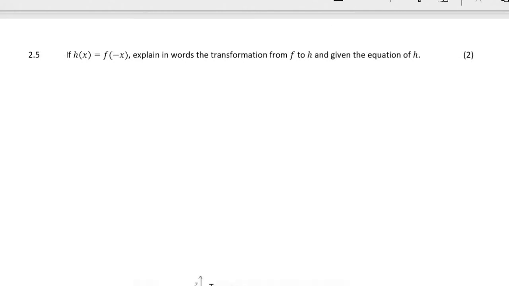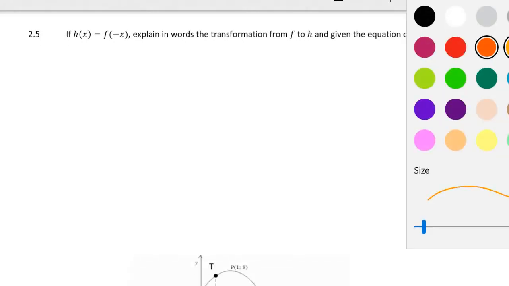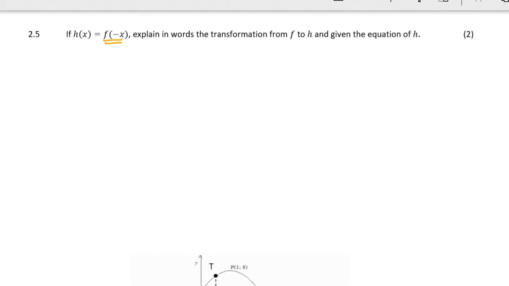Right, on to the next one. The question says, if h of x equals f of negative x, explain in words the transformation from f to h. Now, I don't even have to know what this function looks like at all. Basically, you're taking f, which I will call Freddy, and you're making x into a negative x. So if you're changing the sign of x, what transformation is that? That will be a reflection over the y-axis.